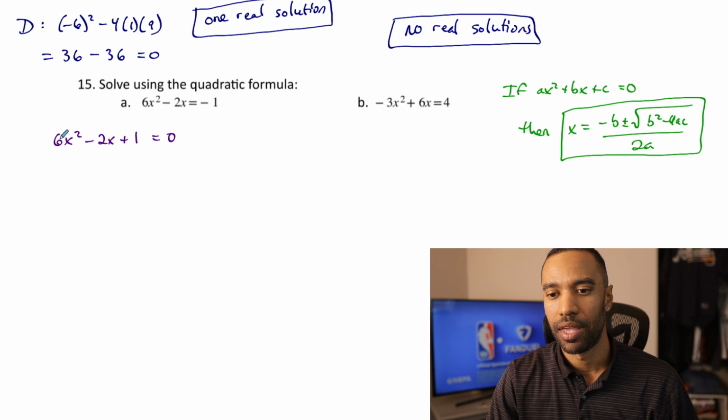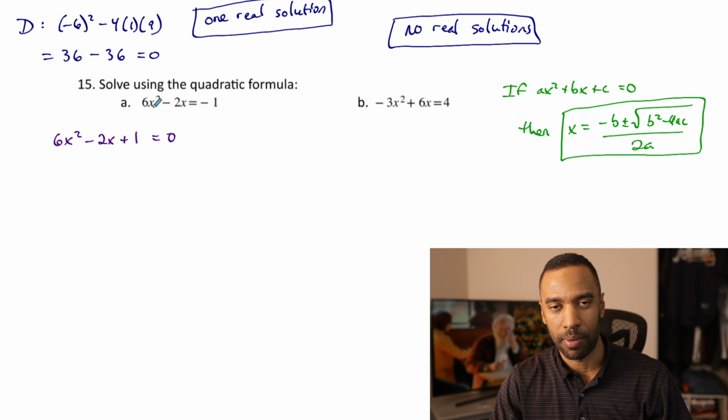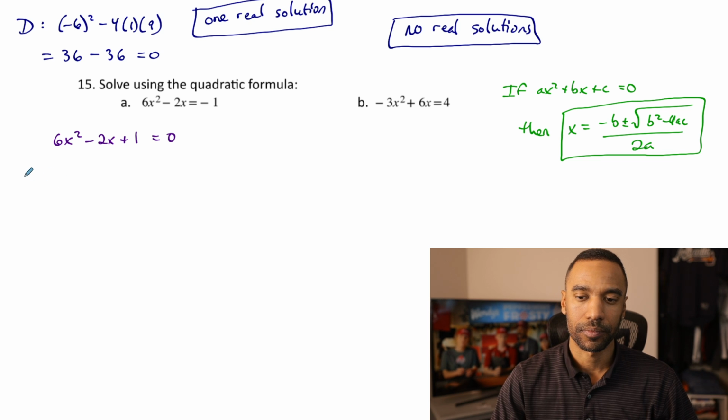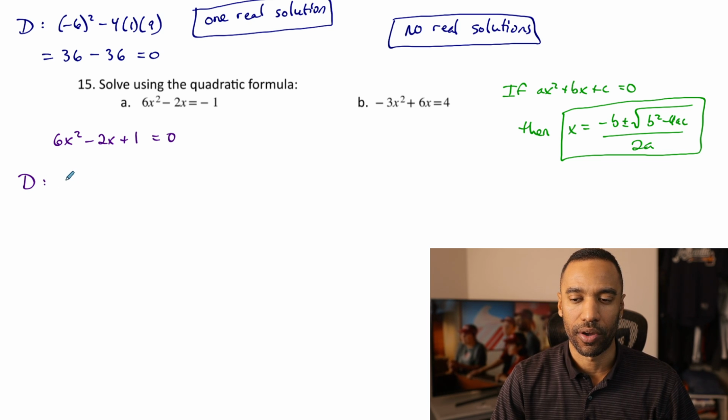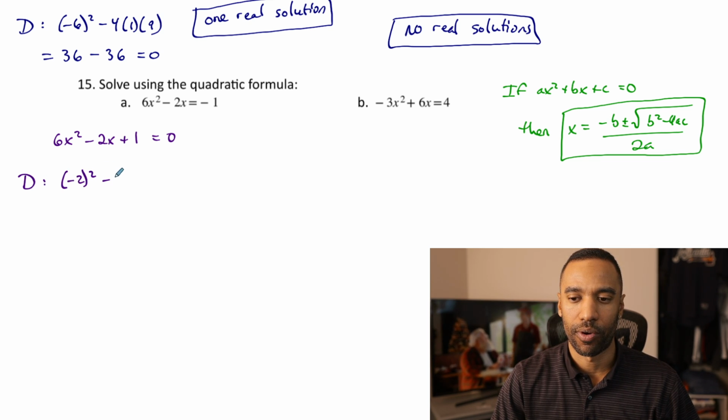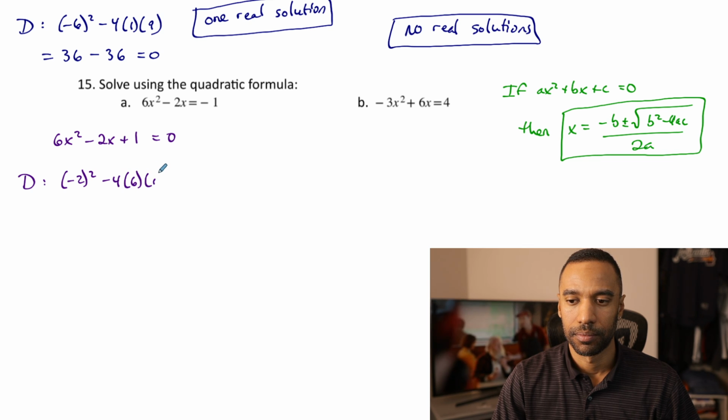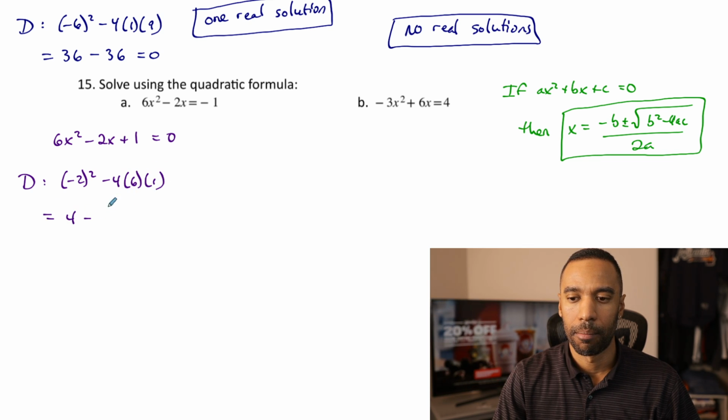Add that 1 over. My a is 6, my b is negative 2, my c is 1, not negative 1. Let's begin with the discriminant. We're going to have b squared minus 4ac, which is 4 minus 24, or negative 20.